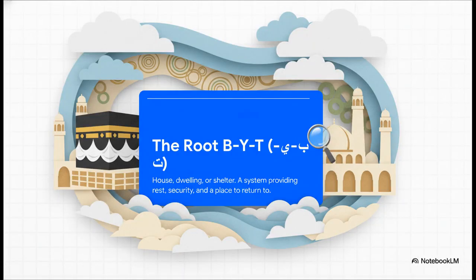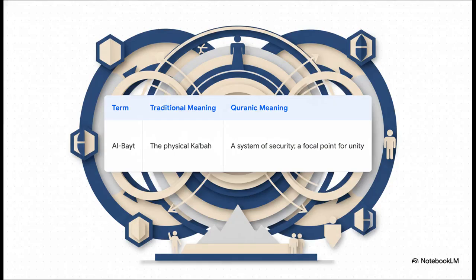Okay, so if Hajj is a great assembly centered on a proof, then where is it supposed to happen? Well, the destination is called Al-Bayt, or the house. The root word here, B-Y-T, consistently means a shelter, a dwelling, or even a system that gives people security. And this is a really crucial point. While tradition says the house is the physical Kaaba building, the Quran itself often describes it by its function. It's not just a block of stone. It's a system, a focal point for all of humanity that provides security and guidance. It's what it does that matters.